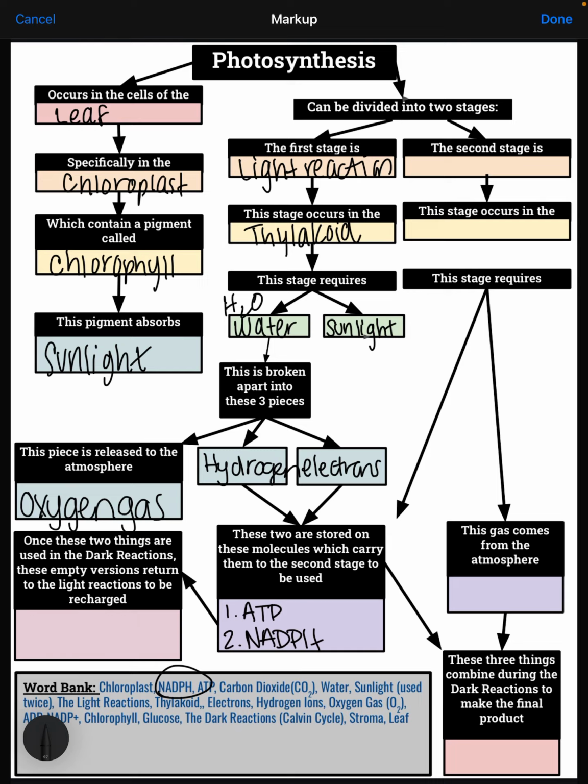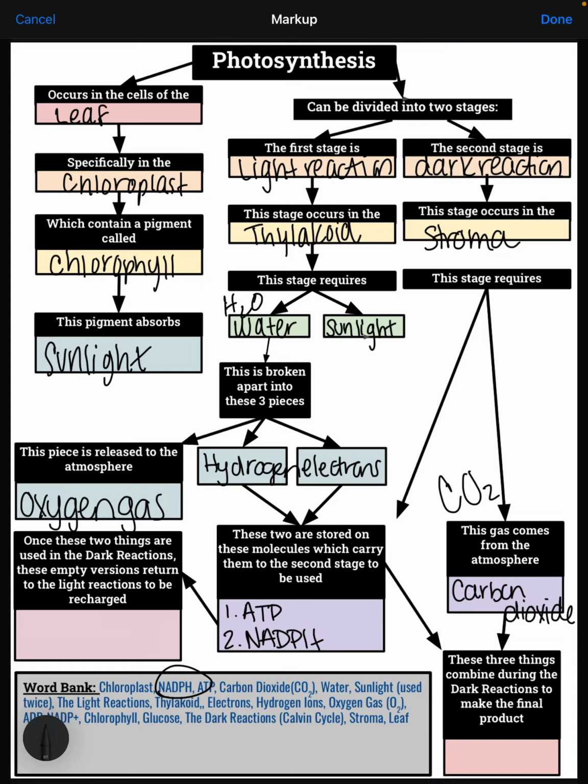Now, the second stage of photosynthesis is called the dark reaction, or the light-independent reaction. This stage occurs in the stroma, and it does not release a gas. It takes in a gas, and this gas comes from the atmosphere, which is called carbon dioxide. So CO2.